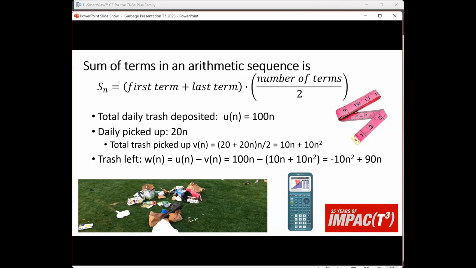The trash left is W sub n, which was U sub n minus V sub n, which was our 100n minus this 10n plus 10n squared, which is negative 10n squared plus 90n, which is the same thing that we got doing it the other four different ways.